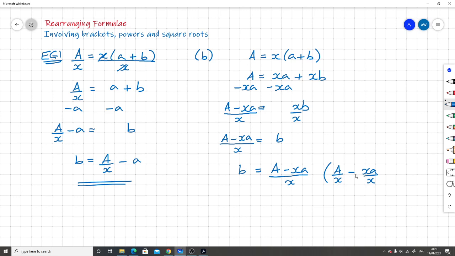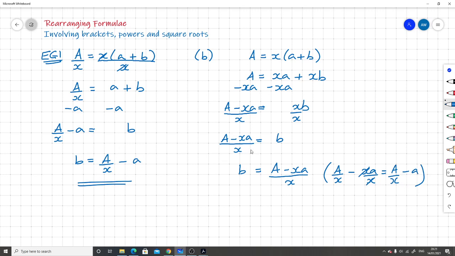So a over x take away xa over x is a minus xa over x. And what that gives us is a over x. That stays the same. Can't do anything like that. Well, this x cancels out with that x, because x divided by x is 1, and 1a is of course a, and that is now the same as our answer over here.